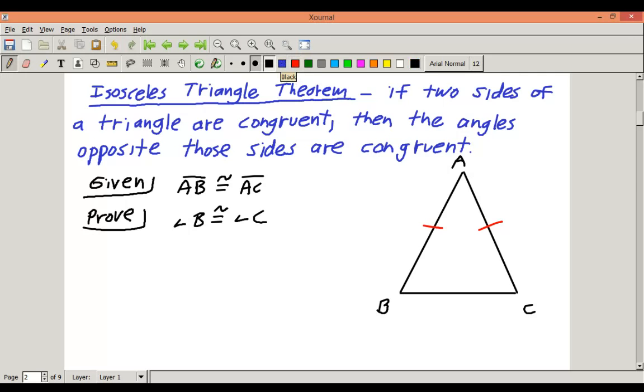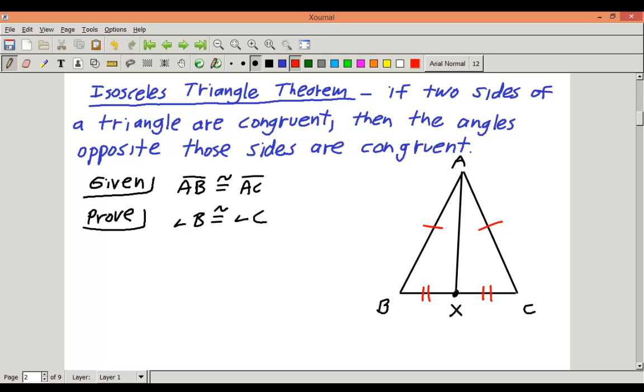Okay, so to prove this, let's choose a point here. Let's just call it X. It's the midpoint of segment BC. And we're going to connect that then with the vertex. So let's just connect that up there. Because we designated that point X to be the midpoint, we now know that BX and CX are congruent by definition of a midpoint.